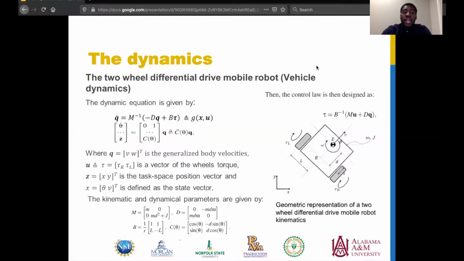Okay, so here we have the dynamics of the two-wheel differential mobile robot. On the right, we have the control law that is designed. And this is the geometric representation of a two-wheel differential mobile robot. On the left, we have the dynamic equation. This is basically a differential order math equation where Q is the generalized body velocity, U is a vector of the wheel's torques, Z is a task space position vector, and X is defined as the state vector. At the bottom, we have the kinematic and dynamical parameters, which are given by.